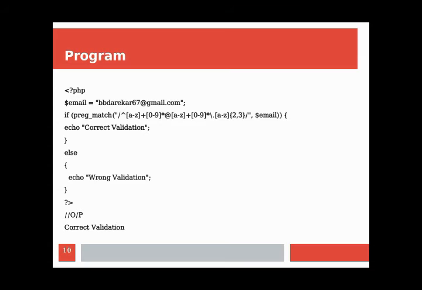So according to this, it will check whether the function preg_match is valid or not. In our example, the email ID is correct, that's why the part before the else, that is the correct validation output, will be given.